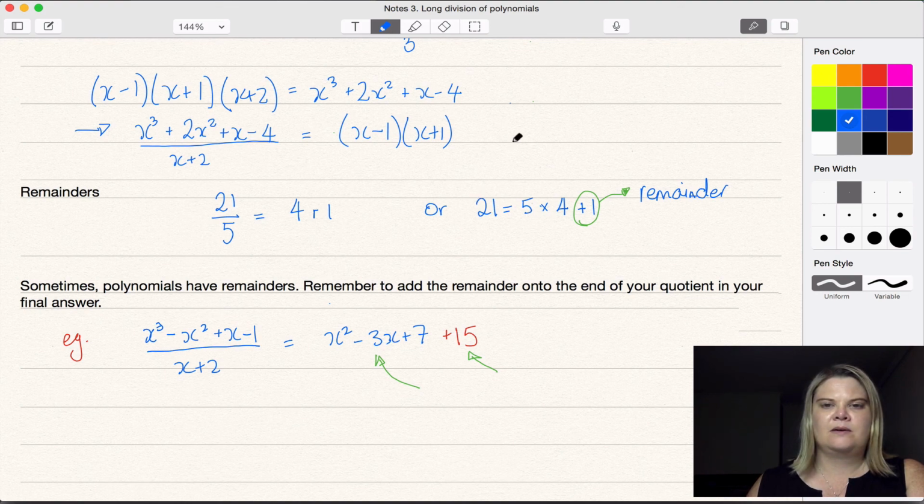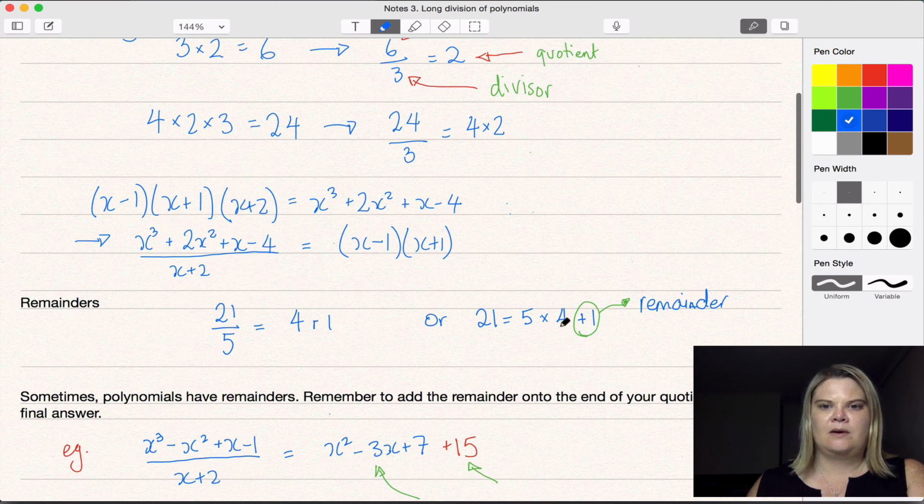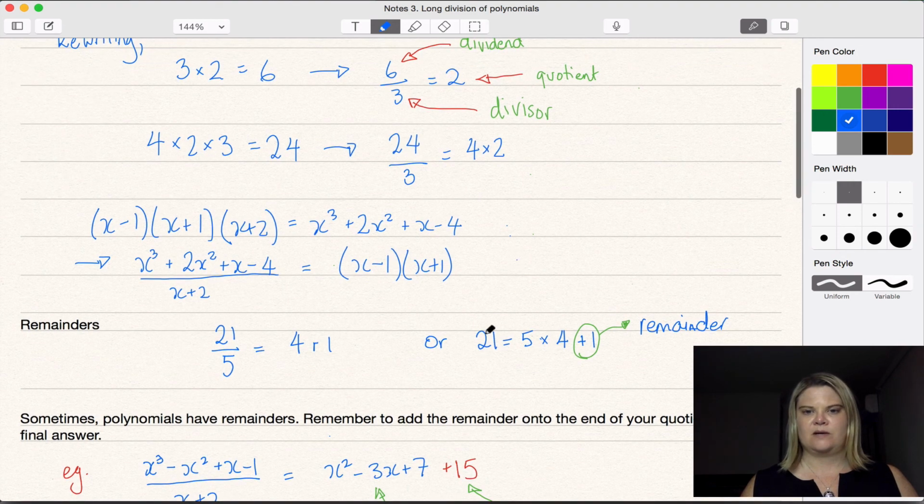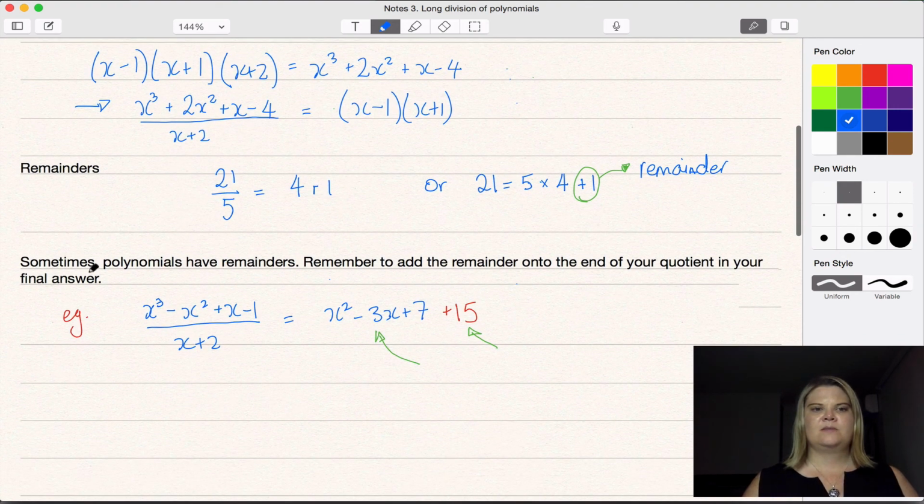This is still the two factors, and this is the remainder, and this is your original dividend that you're dividing by. Sometimes when we look at this with polynomials, we end up with remainders. All you need to remember is that at the very end, when you write out your final answer, you need to add the remainder on at the end, just like I did here. Whatever remainder you come out with when we do the problem, add it on to the end of your quotient in your final answer.